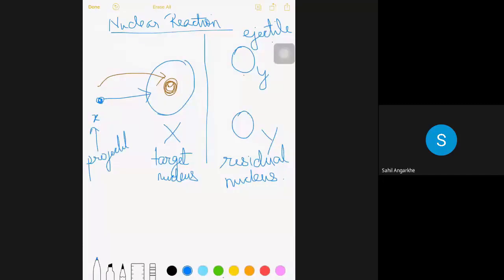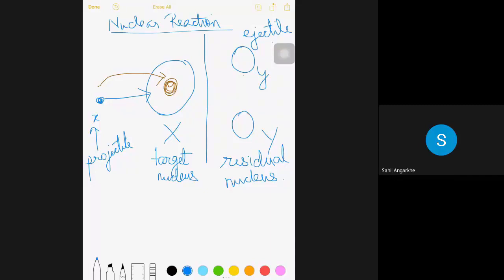Now, it is not necessary that whenever a projectile hits the target nucleus, an ejectile and a residual nucleus are formed. Only if the projectile has sufficient energy can this reaction occur. So we will calculate what is the energy required for this particular disintegration to occur. It's called the nuclear disintegration energy, and that is what we will derive today.